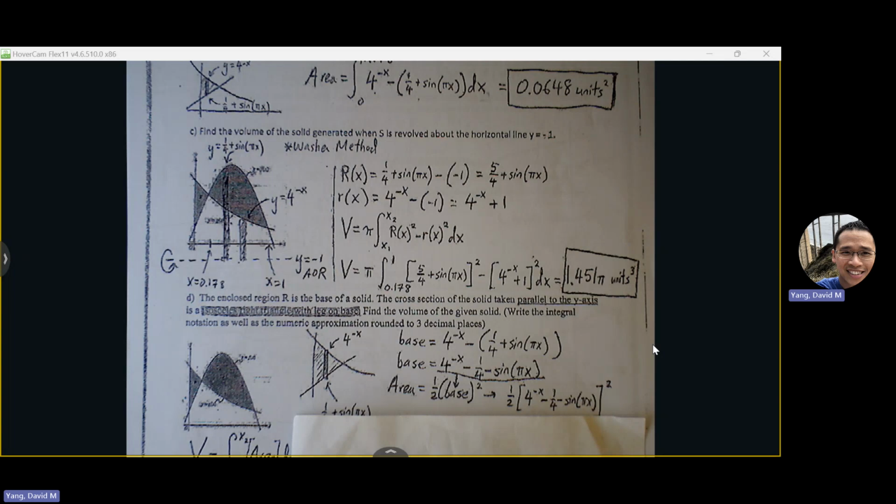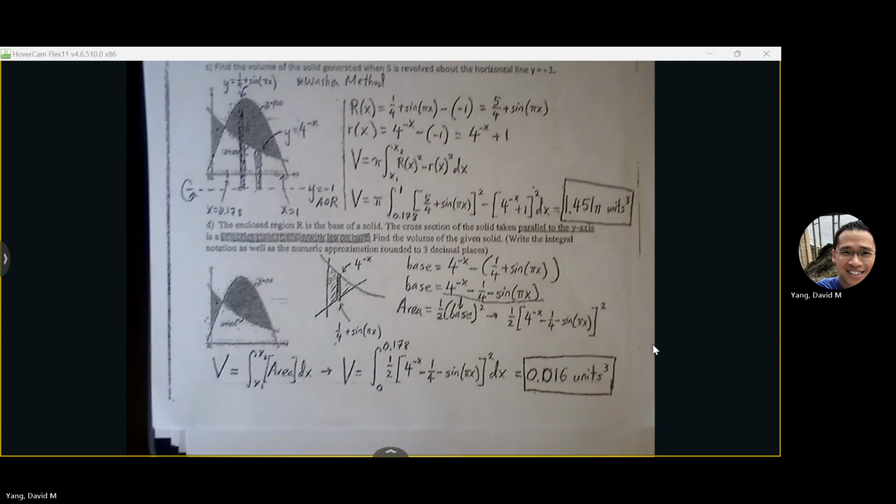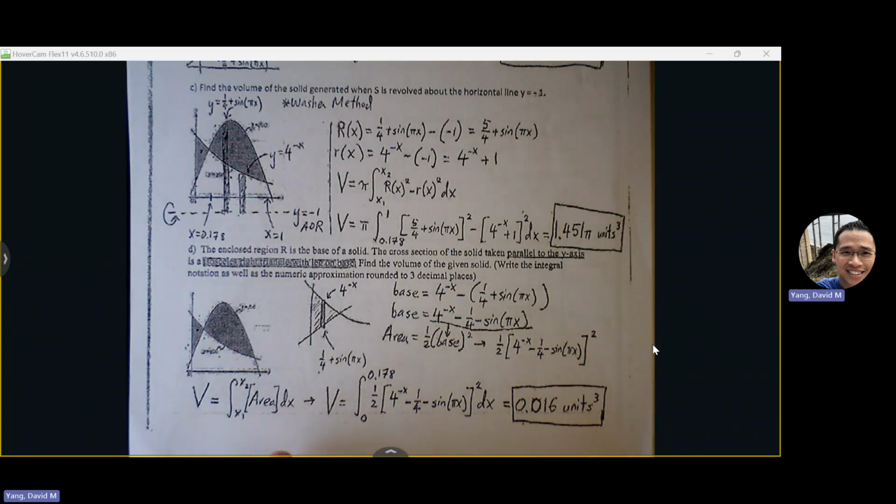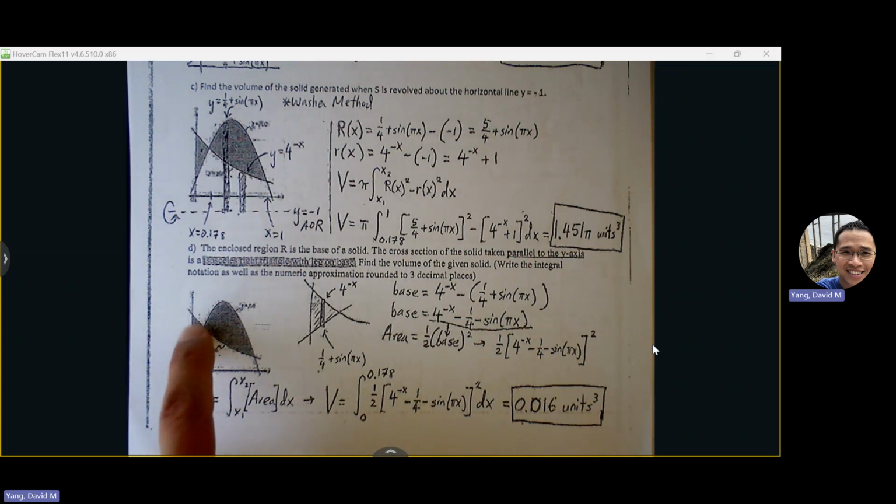So once you have your base expression, then move up to the area representation. And once you have the area representation, then it gets a lot easier. Then you're just putting an integral around that area expression and including the bounds from left to right. It'll be the same as part B. So we're doing that little sliver on the left side there.